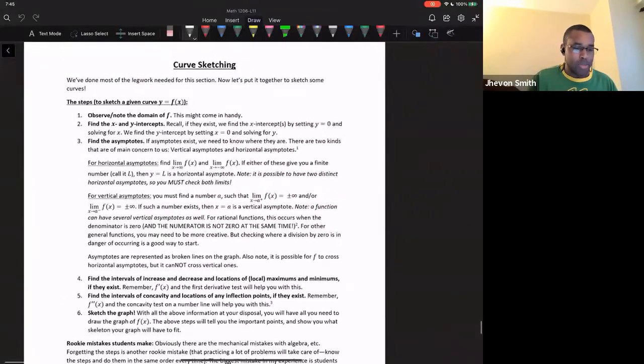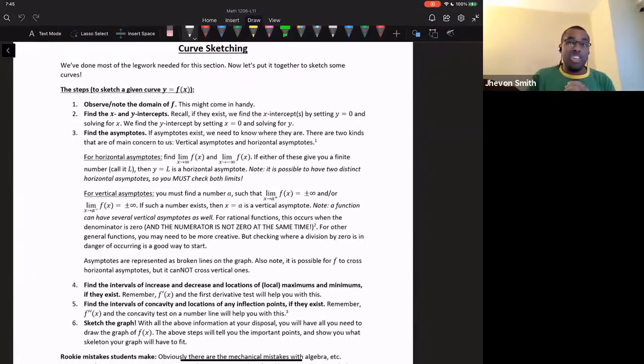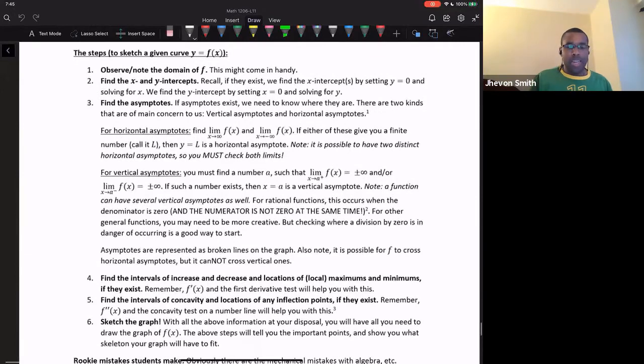So it's pretty much what this is here. In this section, there's nothing new that we need to learn. We're just going to put together a lot of things that we've been learning in chapter 3 so far, and put them towards sketching curves. Again, it's a 6-step process that we will be going through. The idea is once you get through this process, you'll be able to sketch the curve at the end. Okay, so I'm going to give you a problem statement.